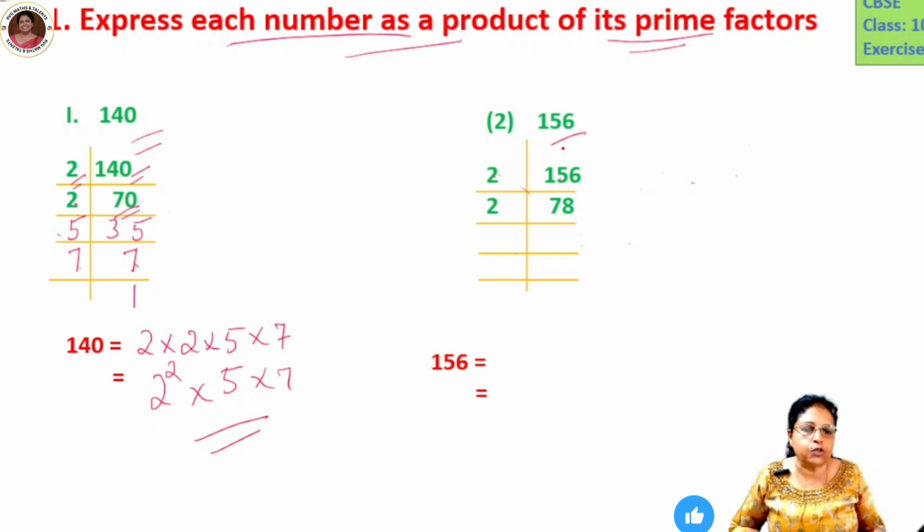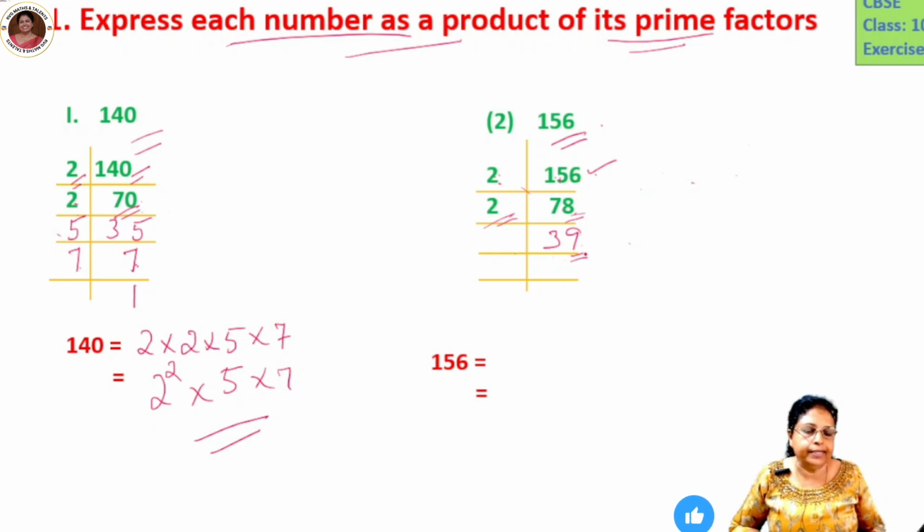Then come to the next question, 156. 156 is an even number, so divide by 2. 2 sevens are 14, then 1 is remainder, 16. 2 eights are 16. We got 78. 78 is again divided by 2. 2 threes are 6, then 1 is remainder, 18. 2 nines are 18. Then 39, it is not an even number, so 2 is not a factor.